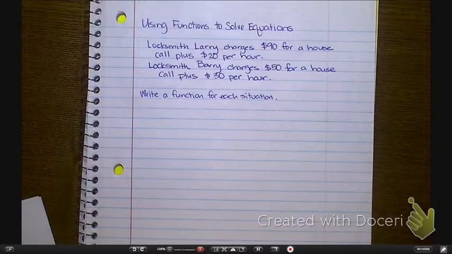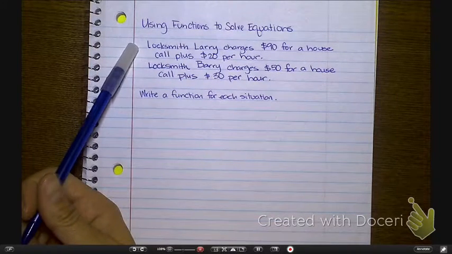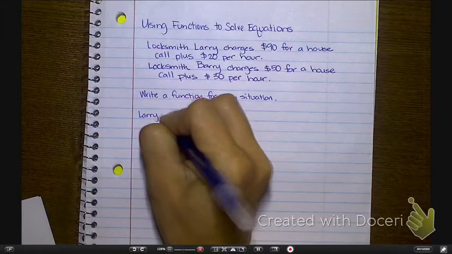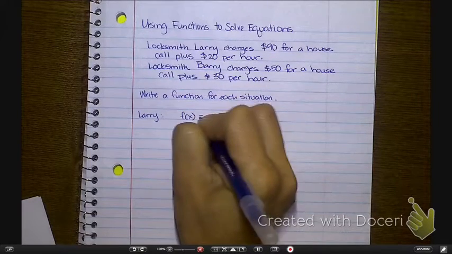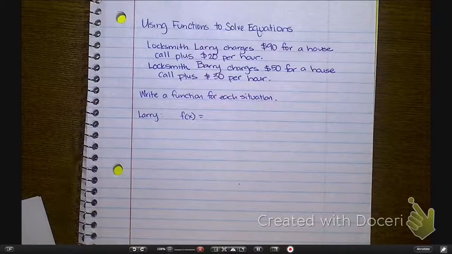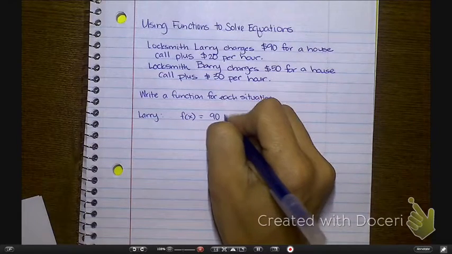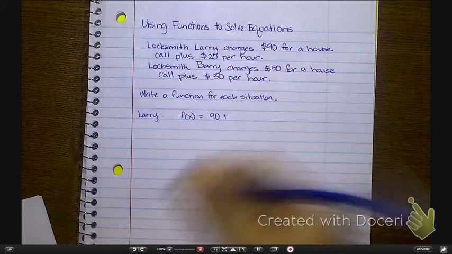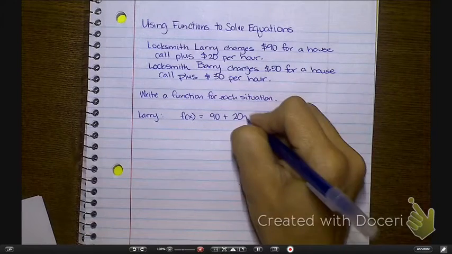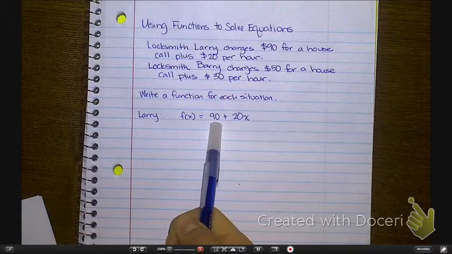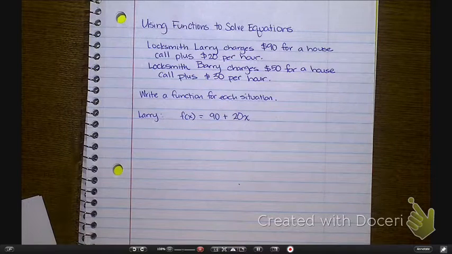I'm going to represent my first situation with f of x. So for Larry, the amount that Larry's charging, I'm going to let that amount be f of x, the total charge. So how much is his total charge? Well, it's 90 plus how much more? 20 per hour, right? So 20x. Now that's his rate. His total rate is the $90 to come out plus the $20 per hour that he's there.